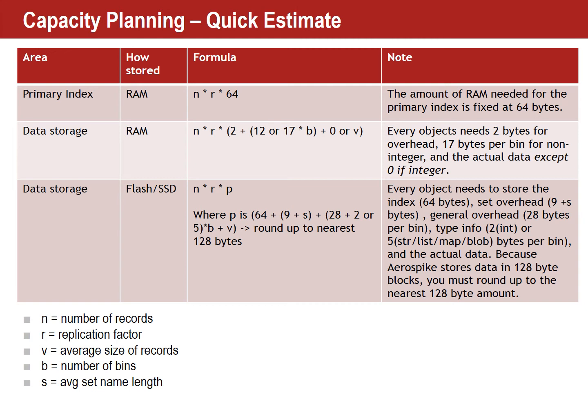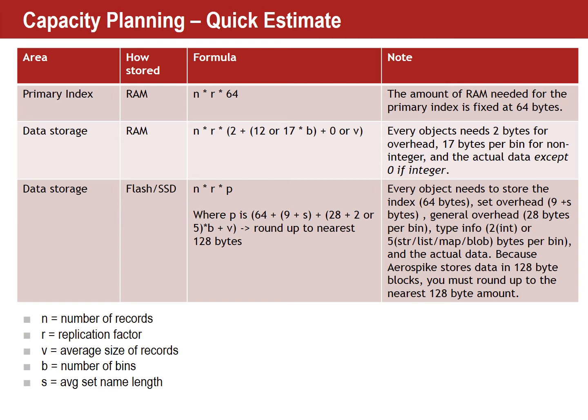For the primary index, we need 64 bytes. That's a fixed size. So with n being the number of records in the cluster and r being the replication factor, n times r times 64 bytes will be the requirement for RAM for a given namespace for the number of records you're going to put in there. So this is the cluster-wide RAM needed just for storing the primary index.